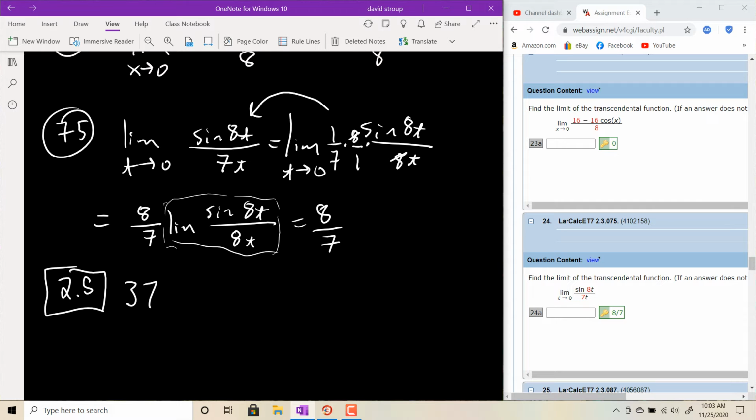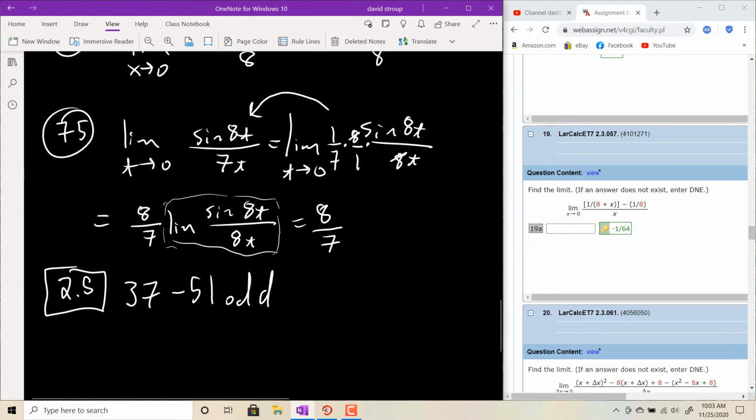2.5, then I'm looking at problems like 37 to 51 odd. And these are the infinite limit types. Okay. So let's carry on with that material.